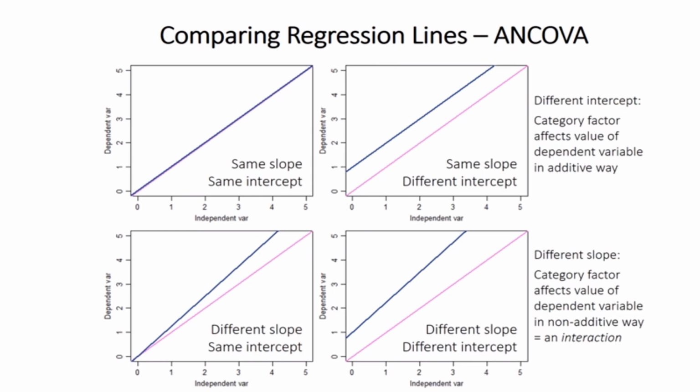Here your intercept is different. Here the intercept is 0.9, here the intercept is 0. So the intercepts are different, but the slope is the same, because the angle or slope of line 1 and line 2 is the same.